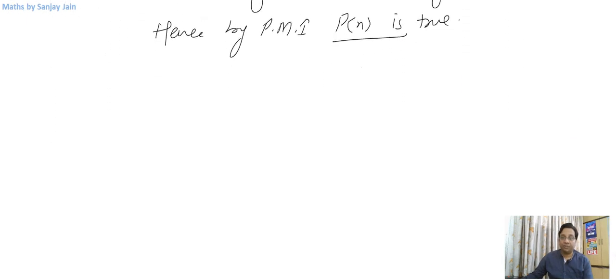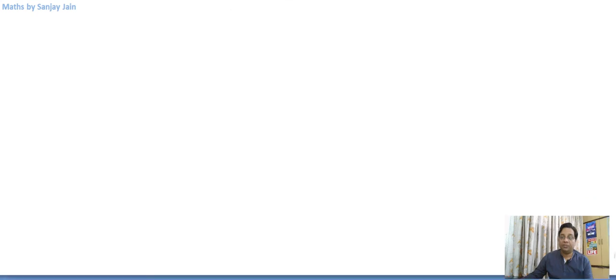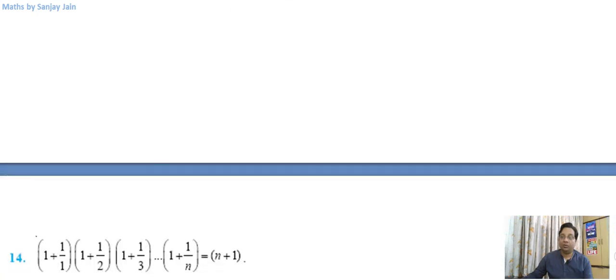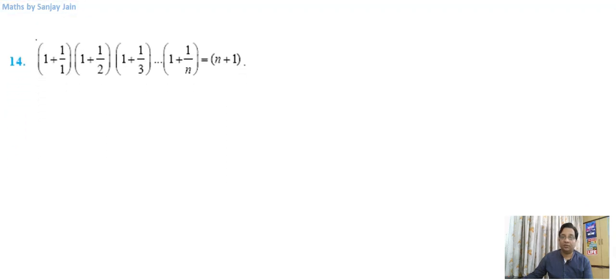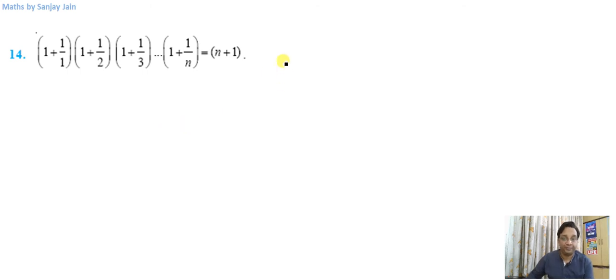Simple algorithm that we need to follow. While manipulating, we should keep the end goal in our mind. That will make our calculations or our solution very easy. So let us consider this to be P of n.